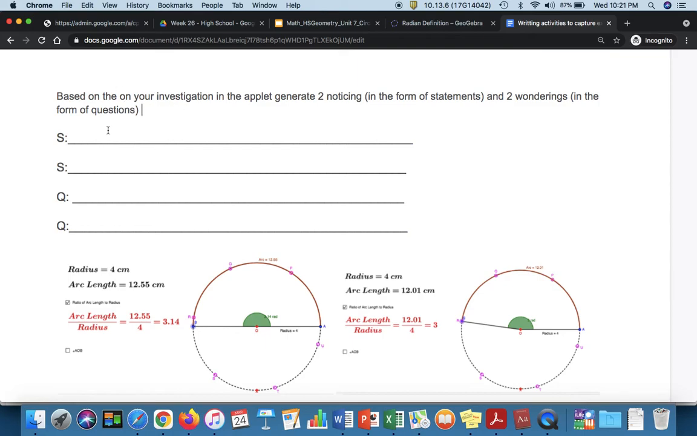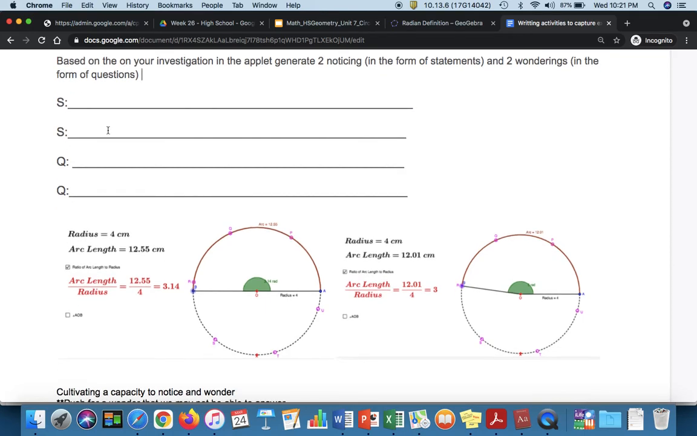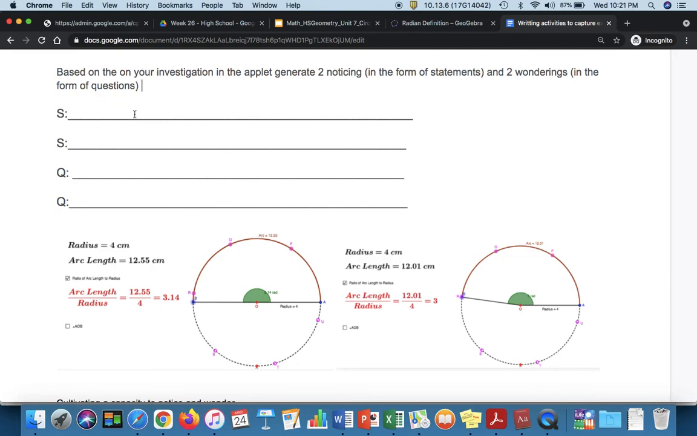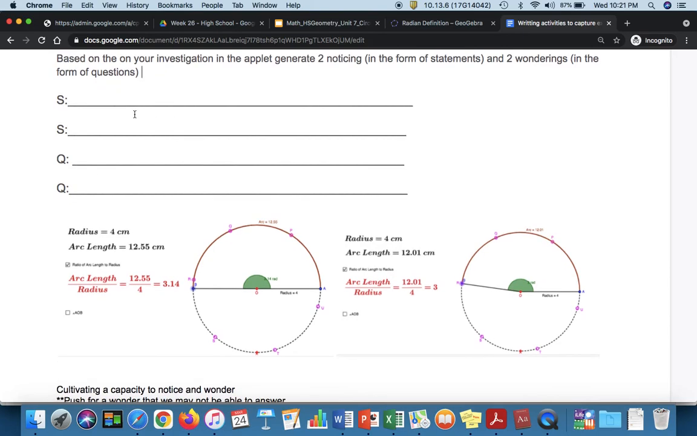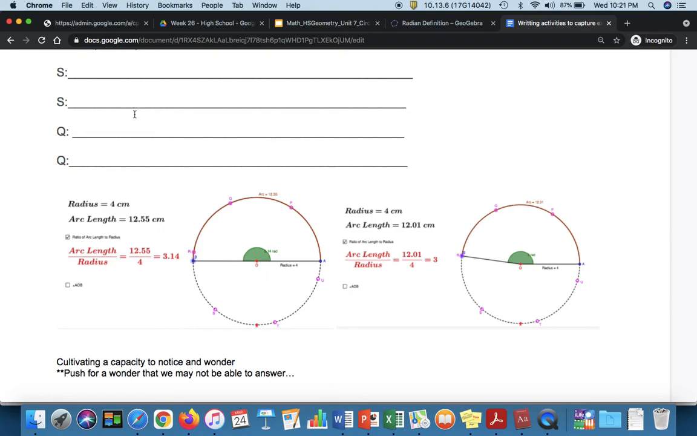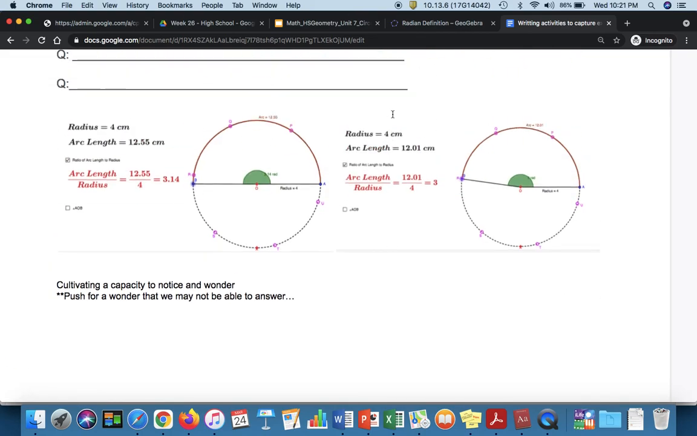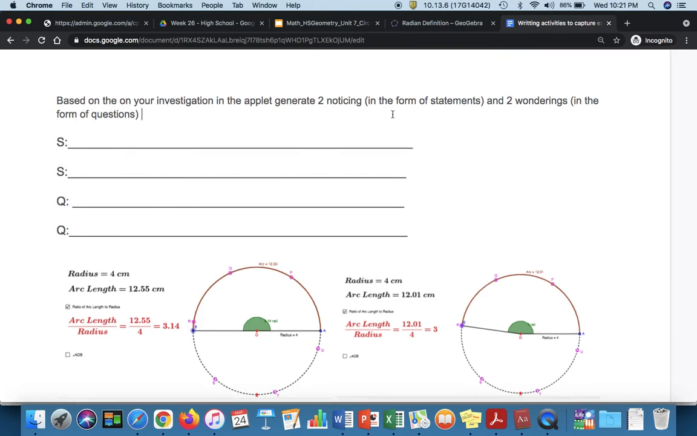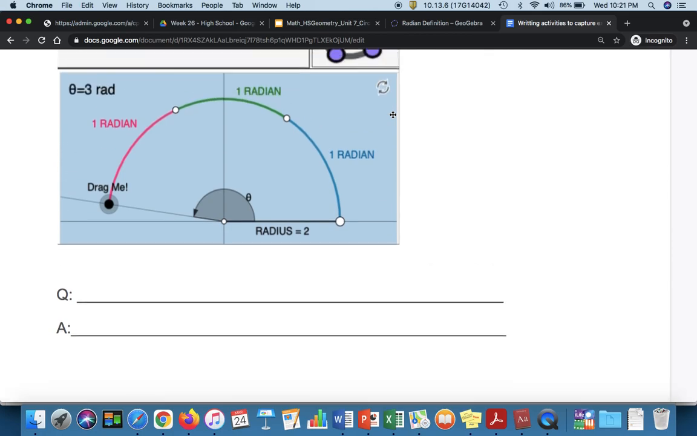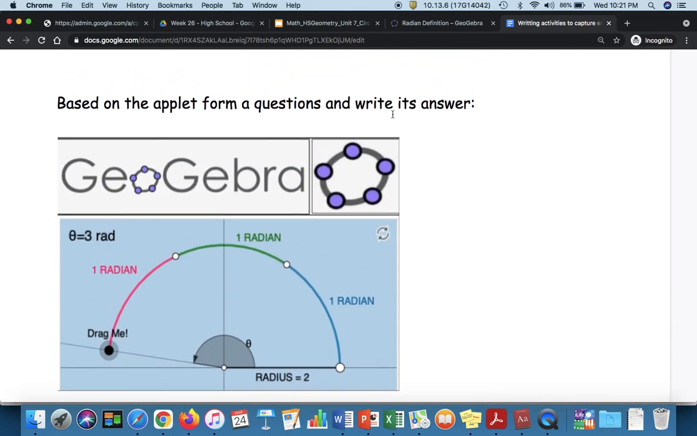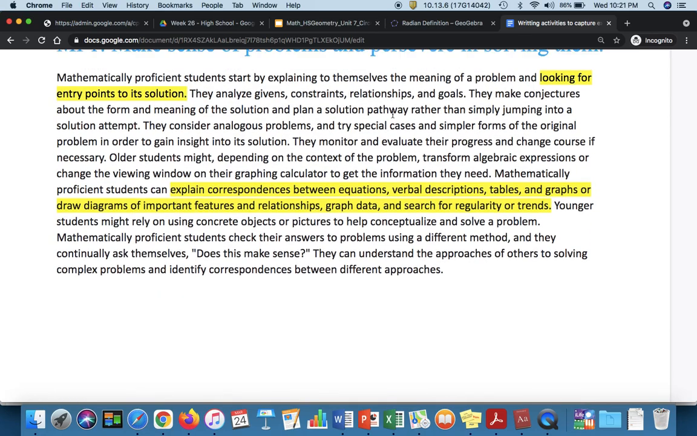So as students create these noticings in the form of statements and wonderings in the form of questions, we're cultivating a capacity to notice and wonder. And one more hint that I think would be great in facilitating is pushing for a wondering that we may not be able to answer, and really have students dive deep into the investigation of content. So these were a few writing activities that can be used to capture the exploration of the lesson, and then use all that information that students have generated in these writing activities to facilitate discourse within a lesson.